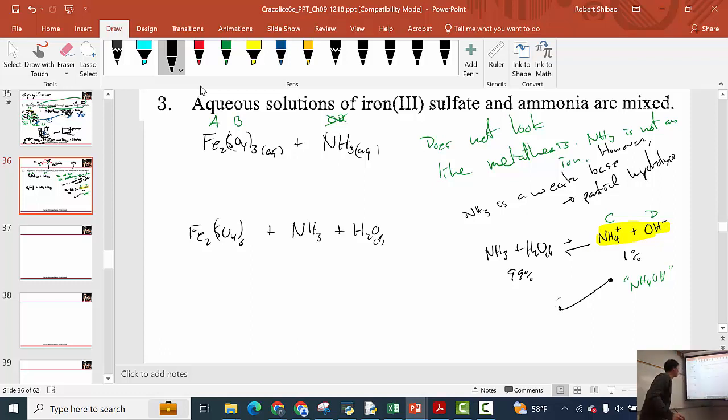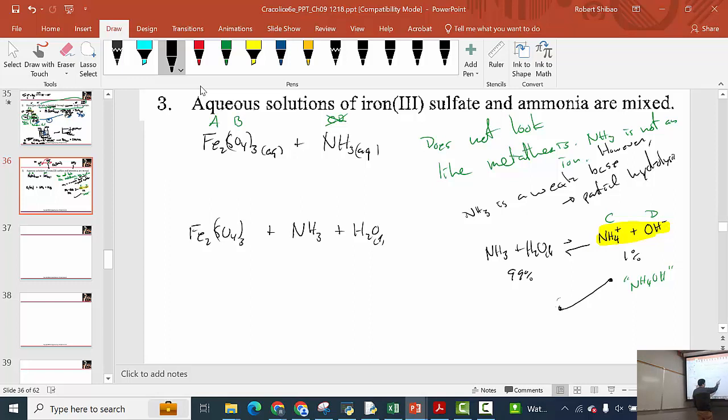Now, aqueous, as I said before, aqueous is so common. It's the most common state that we're going to be encountering. So I don't want to write it. I mean, that's 4 more characters here to type or write: parentheses, AQ, parentheses. So what I'm going to do from now on is I'm going to leave off aqueous.